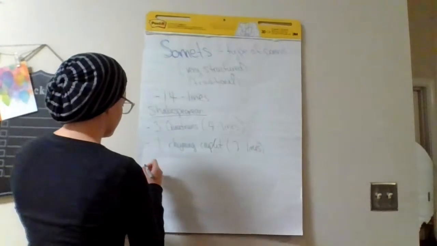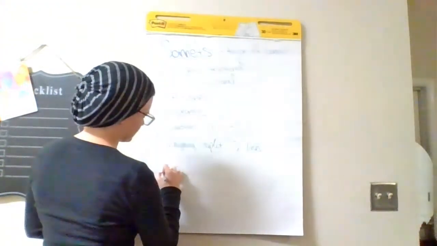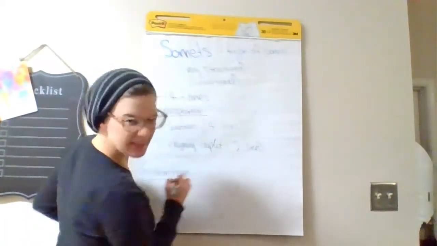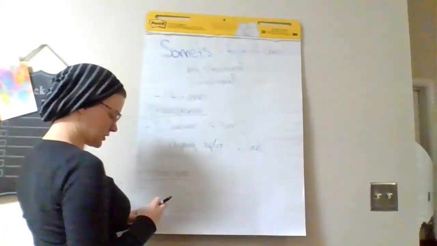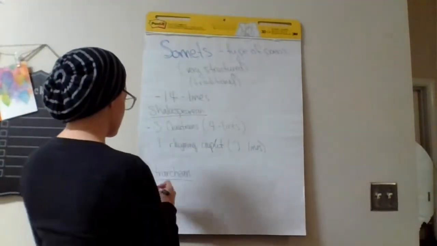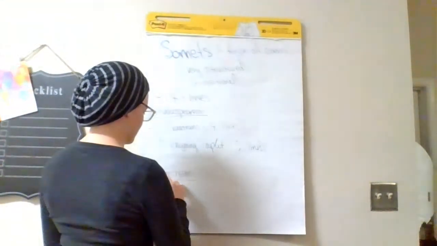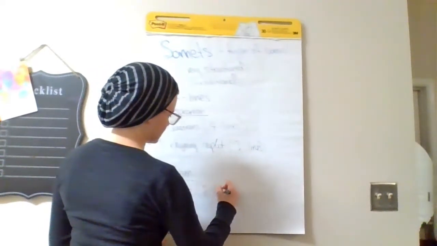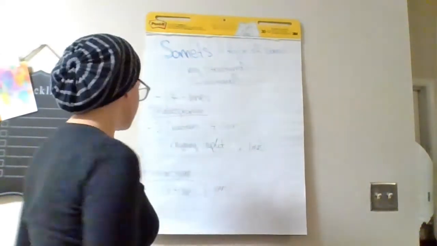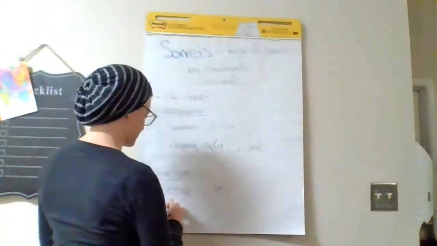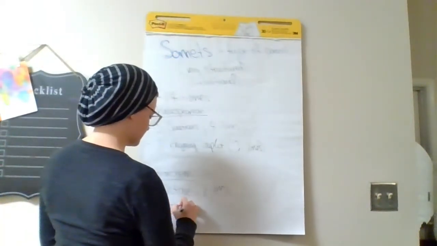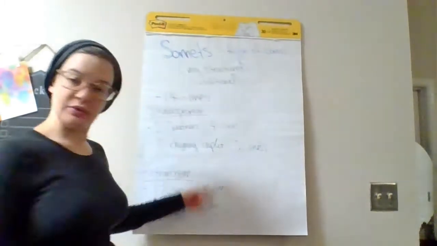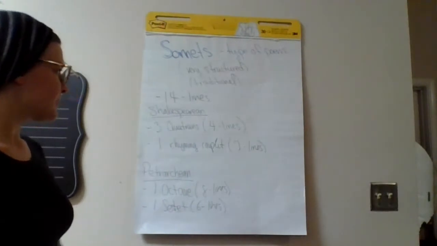When you look at Petrarchan sonnets, let me see if I can spell Petrarchan. That looks right. So Petrarchan sonnets are really different, okay? They are actually composed of what is called 1 octave, so an 8-line section, and 1 sestet, which is 6 lines. Which, if you do that math, also adds up to 14.